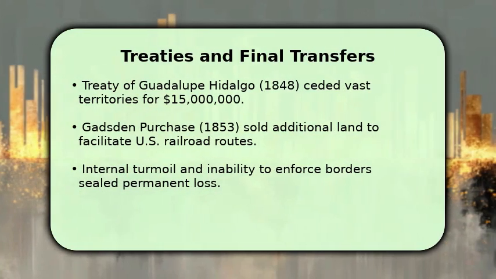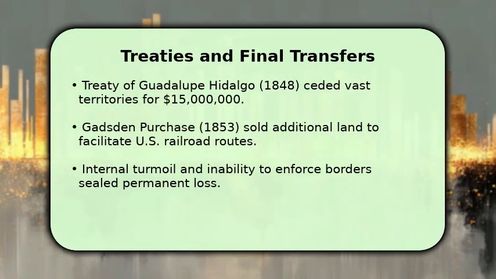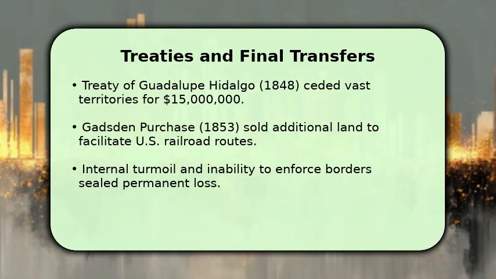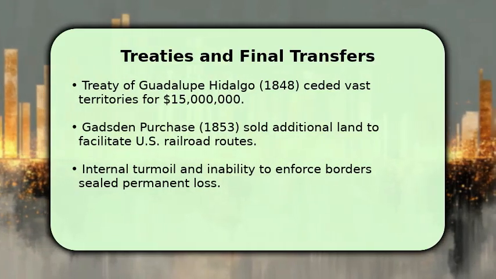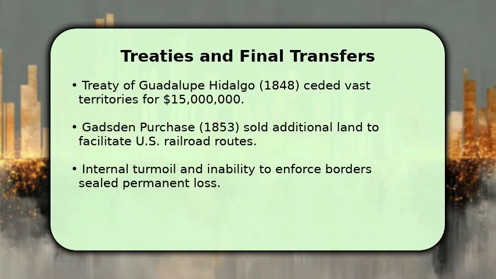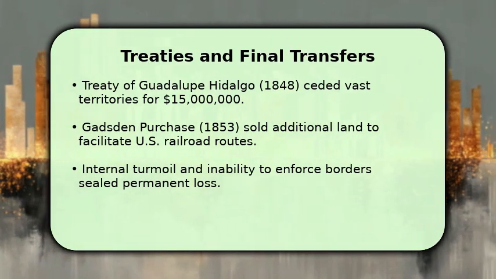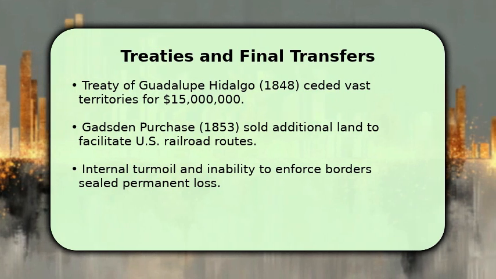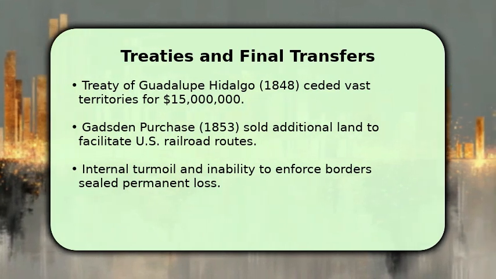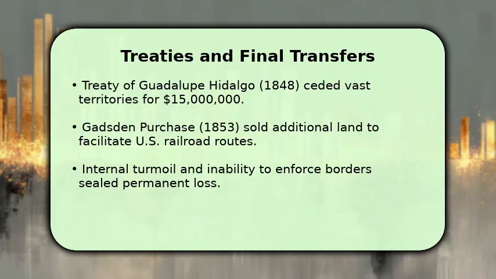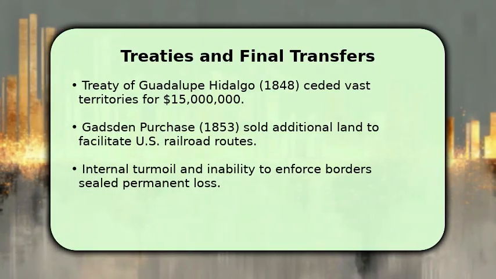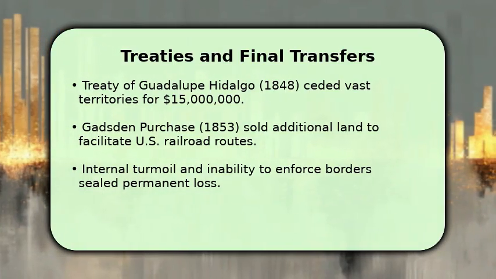Once Mexico accepted the Treaty of Guadalupe Hidalgo, it ceded present-day California, Nevada, Utah, Arizona, New Mexico, and parts of Colorado and Wyoming in exchange for $15,000,000 in U.S. debt relief. Afterward, the Gadsden Purchase adjusted the boundary to enable a southern railroad route.